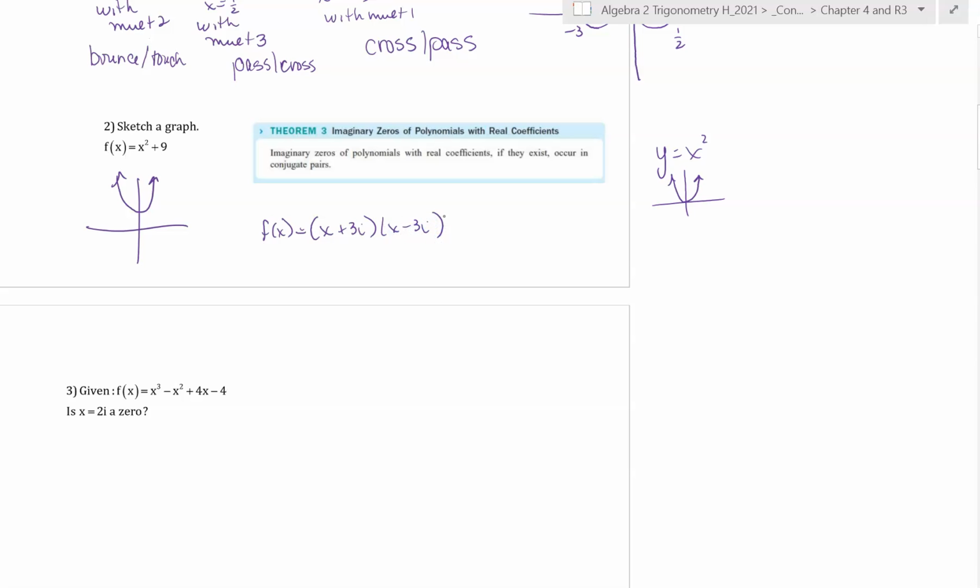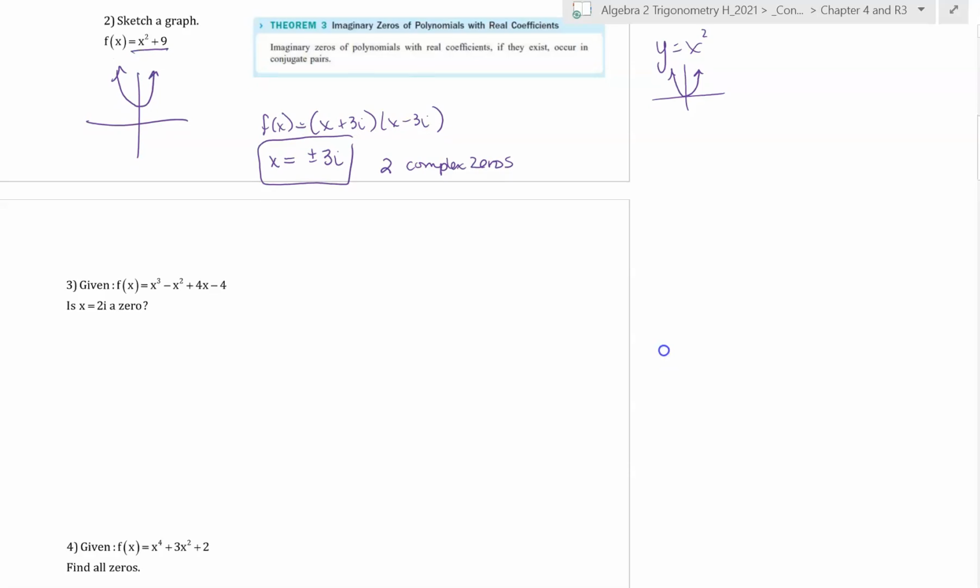So notice the degree is 2, and we have 2 complex zeros. They just happen to be imaginary. So you have 2 complex zeros, and the degree was 2. Notice that theorem 3. If you have real coefficients in your polynomial, which we do, the imaginary zeros will come in conjugate pairs. So notice we had plus 3i and minus 3i. Those were the zeros. All right, let's do another example.